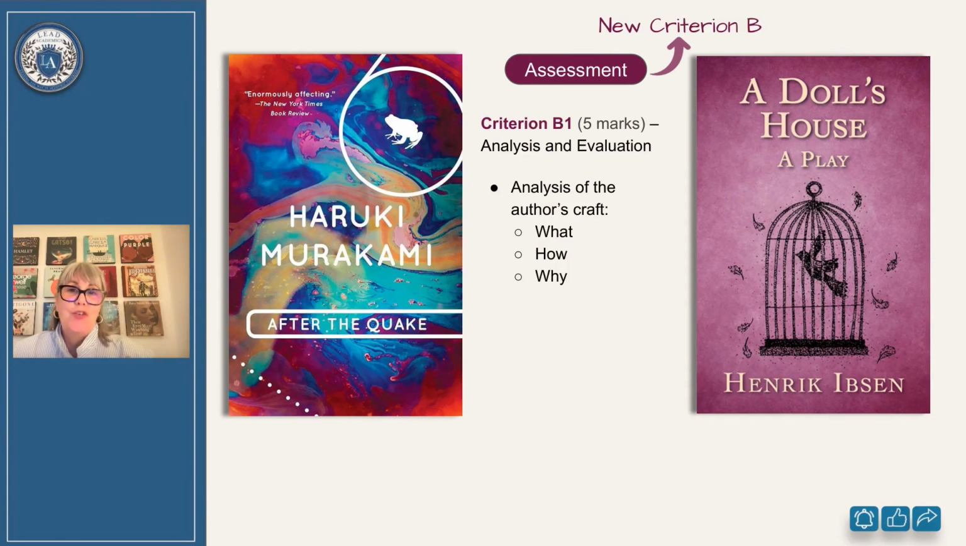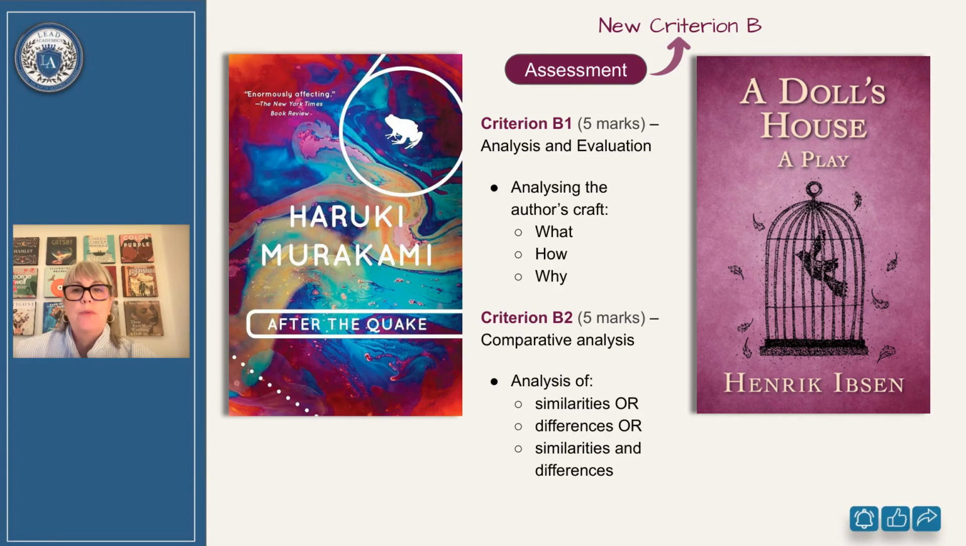Let's move on to the new assessment criteria now. Criterion B1, analysis and evaluation, is worth 5 marks and assesses the extent and effectiveness of the essay's analysis of the author's craft, specifically what the author uses, how it's used, and why it's used.